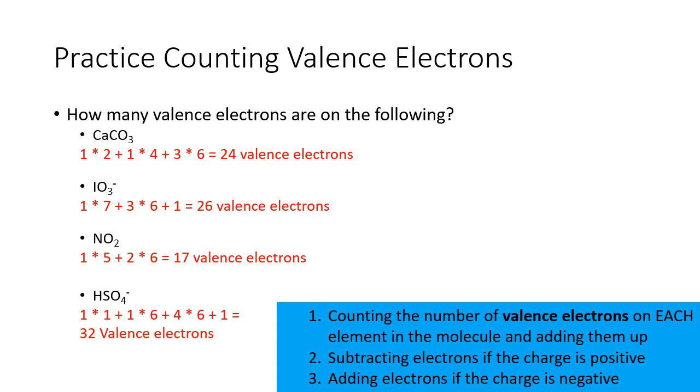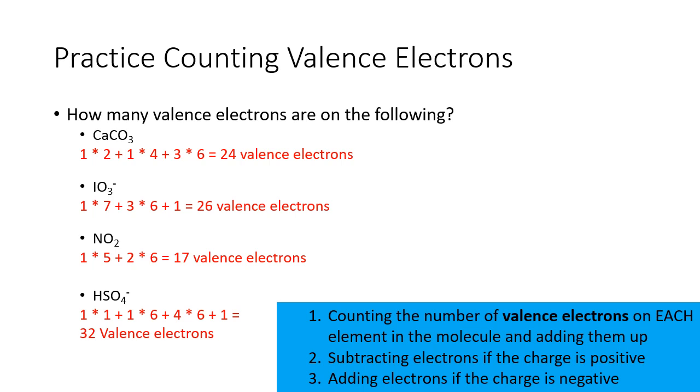Okay, so calcium carbonate. We have 1 calcium times 2 electrons plus 1 carbon times 4 electrons plus 3 oxygens times 6 electrons gives a total of 24 valence electrons. Iodate, IO3-. We have 1 times 7 for iodine, plus 3 oxygens times 6 valence electrons, plus 1 for the charge, gives us a total of 26 valence electrons.